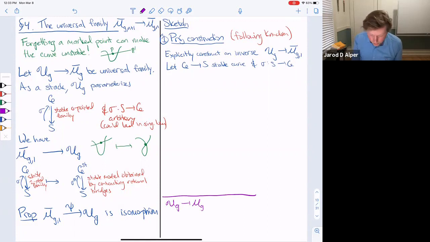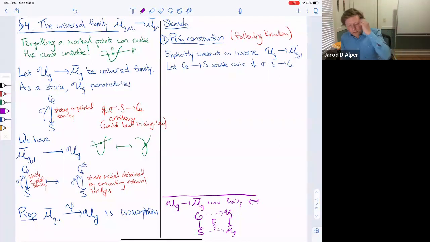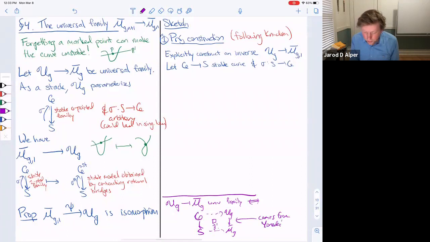The universal family over M_g bar means that if given any other family of curves C over S, then there exists a unique map to M_g bar such that your family is the pullback of this given family. And it comes tautologically, this comes from Yoneda's lemma. The 2-Yoneda lemma.